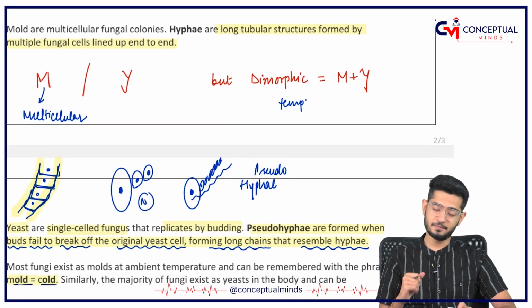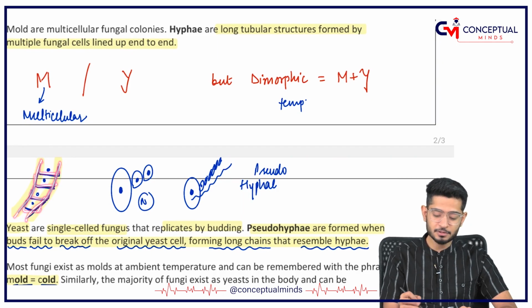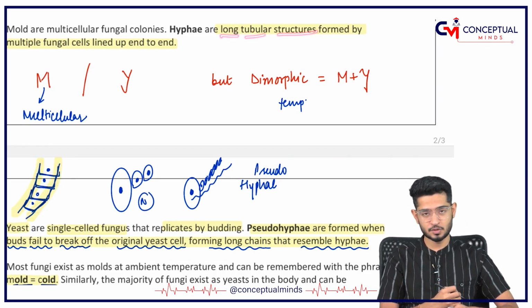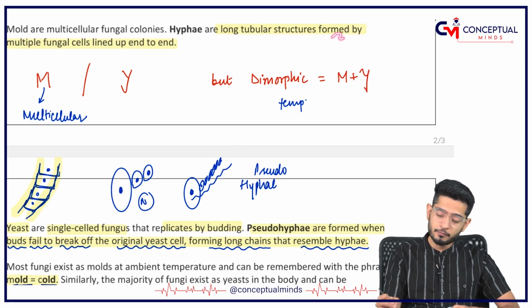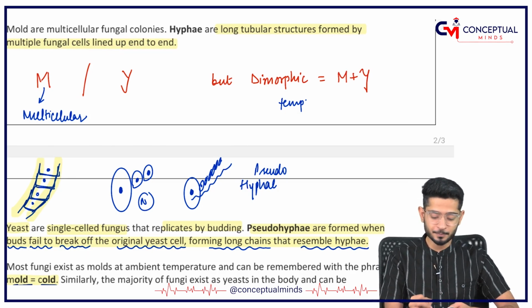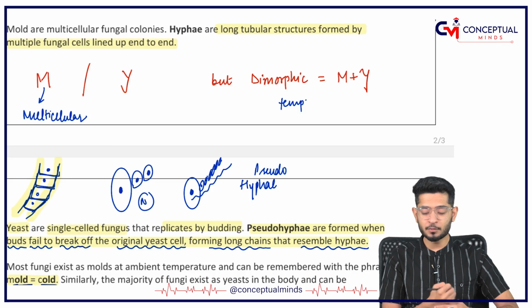Coming on to what is hyphae. Remember, this is the multicellular organism, multiple cells. So this is a filament which is made of those multiple cells. So hyphae are long tubular structures formed by multiple fungal cells lined up end to end. Can you see? Yeah.